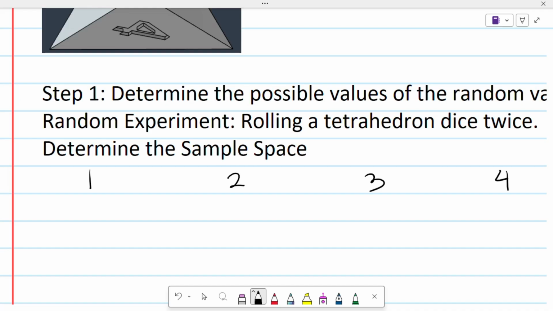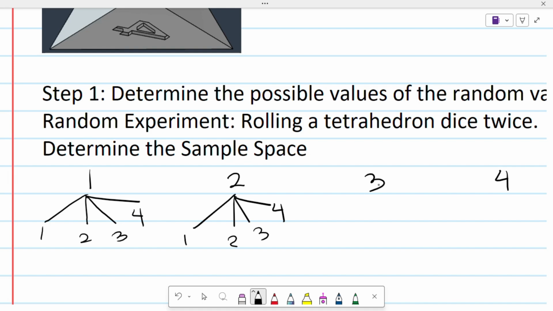But on the second time, if we roll the die again, suppose we get 1 on the first outcome, the second outcome is either 1, 2, 3, or 4. Suppose that our first outcome is 2. The second possible outcomes are the same. We have 1, 2, 3, and 4.